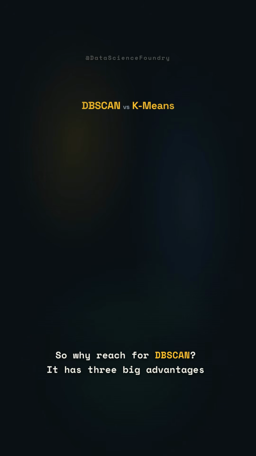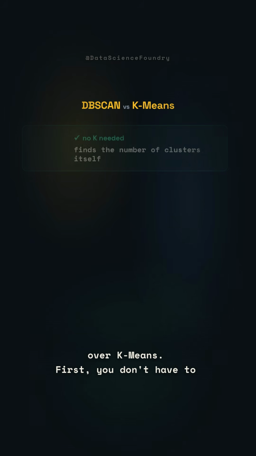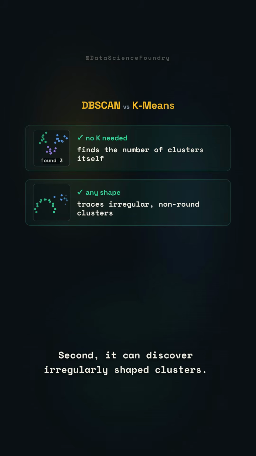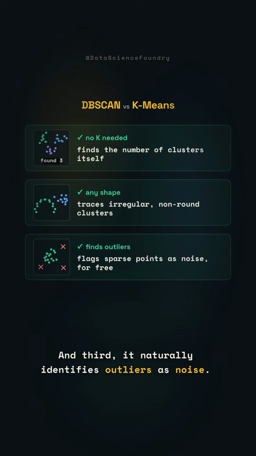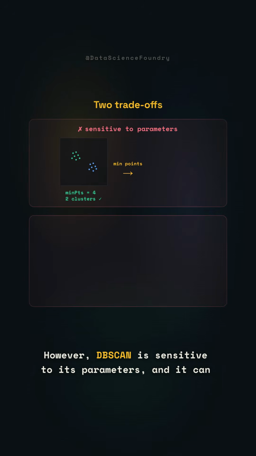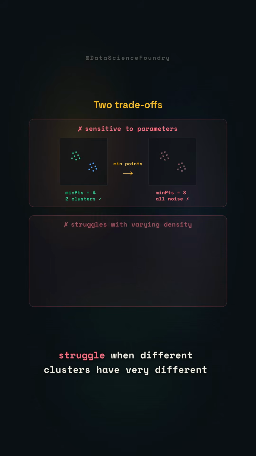So why reach for DBSCAN? It has 3 big advantages over k-means. First, you don't have to choose the number of clusters beforehand. Second, it can discover irregularly shaped clusters. And third, it naturally identifies outliers as noise. However, DBSCAN is sensitive to its parameters, and it can struggle when different clusters have very different densities.